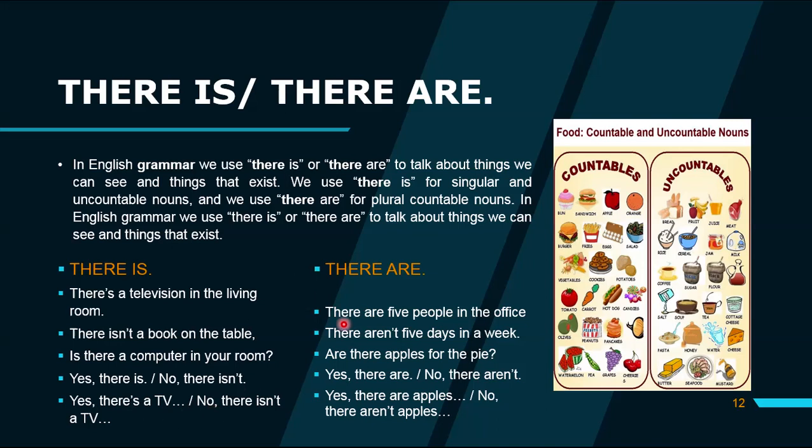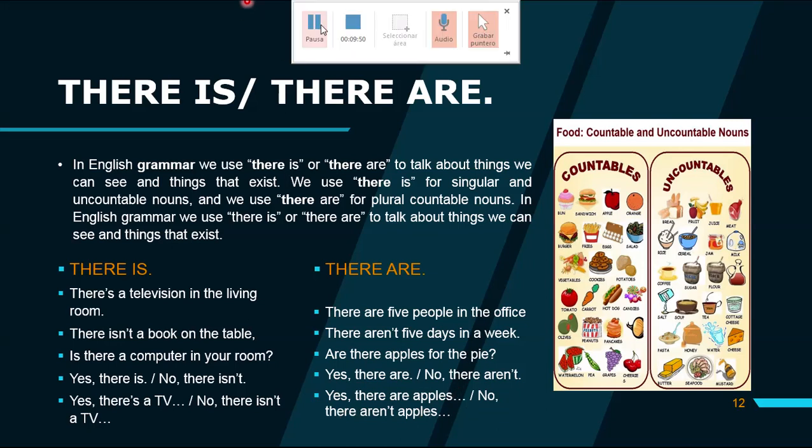There are. There are 5 people in the office. Affirmative sentence. There aren't 5 days in a week. Negative sentence. Are there apples for the pie? That's a question. And these are the answers. Yes, there are. No, there aren't. Yes, there are apples. No, there aren't apples.